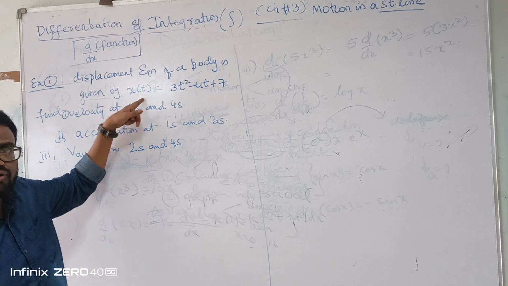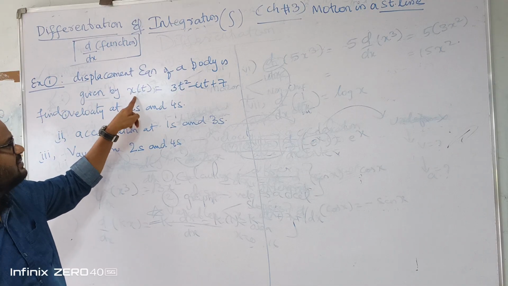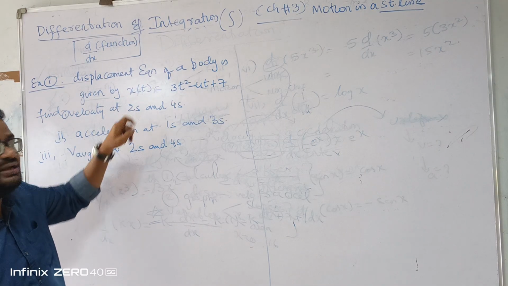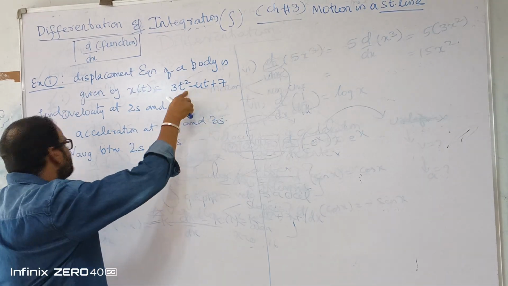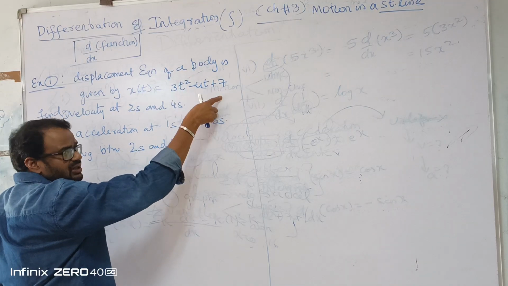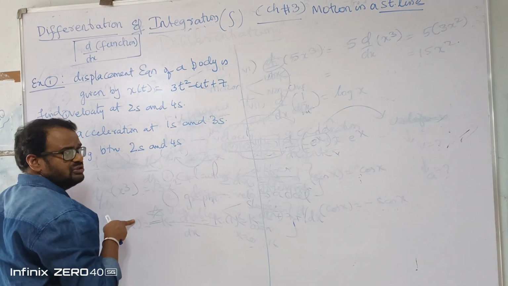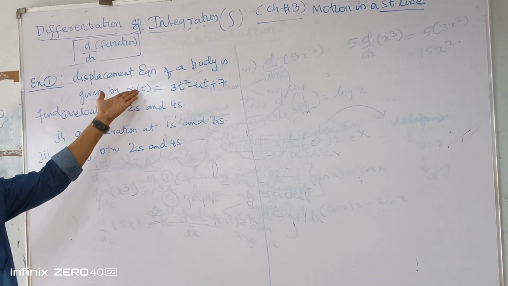You can also write y of t if the body is moving along the y axis. And x depends on what factors? x depends on time. The meaning is that if you put t equals 0, the x position is 7 meters. If you put t equals 1, you get some other number. At 1 second, the body is at that position. It means as time changes, position also changes. That is the meaning of x as a function of time, or x is time dependent.